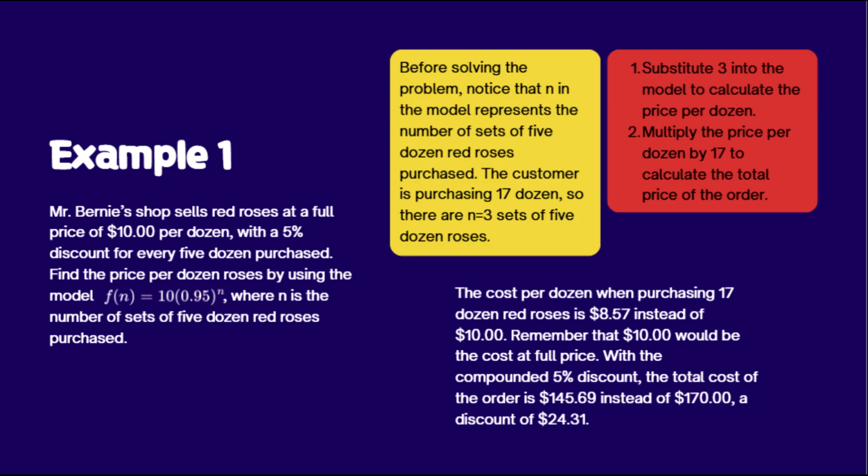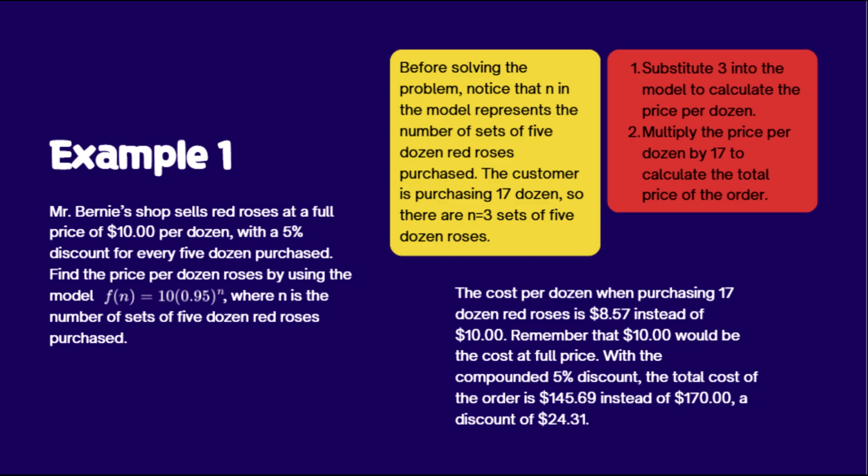So before solving the problem, notice that n in the model represents the number of sets of 5 dozen red roses purchased, okay? We're not talking about single red roses, we're talking about sets of dozen roses. The customer is purchasing 17 dozen. So there are n equals 3 sets of 5 dozen roses, okay?